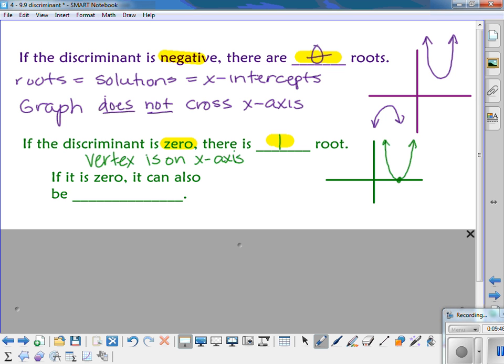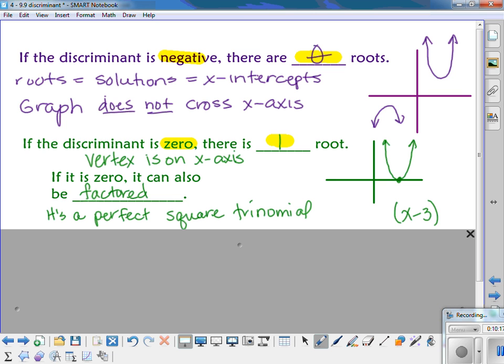The other thing that's true is if it's 0, it can be factored. And it's a perfect square trinomial. Okay, so for example, a perfect square trinomial would be something like y equals the quantity x minus 3 squared.